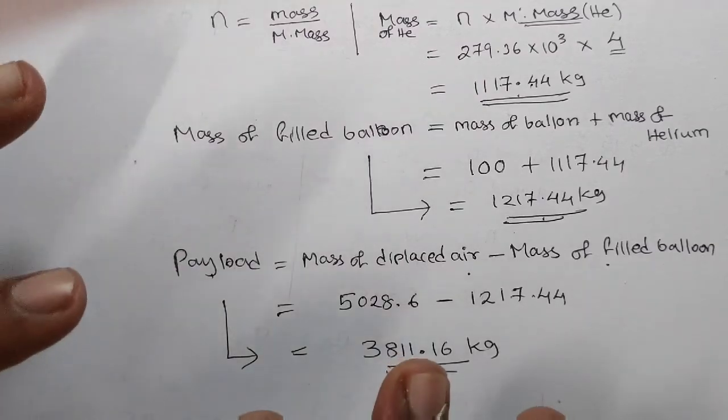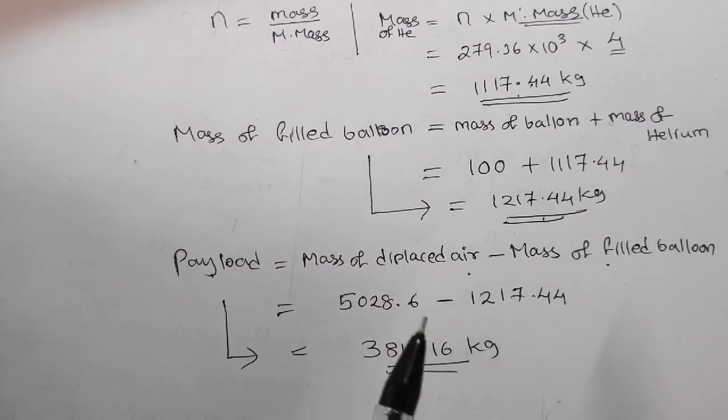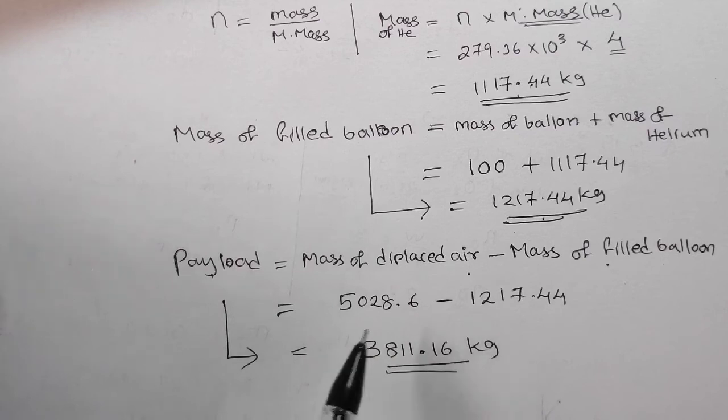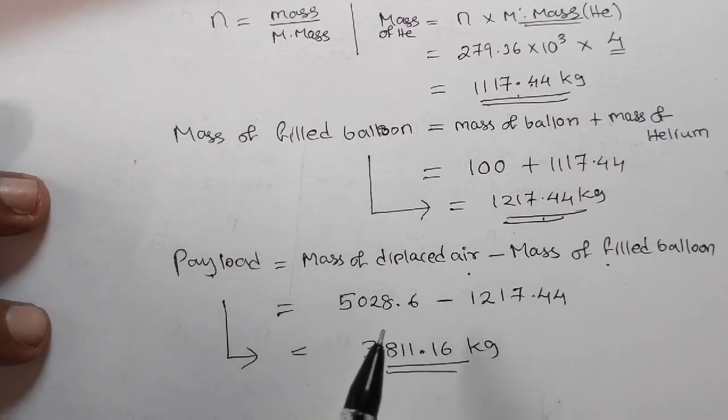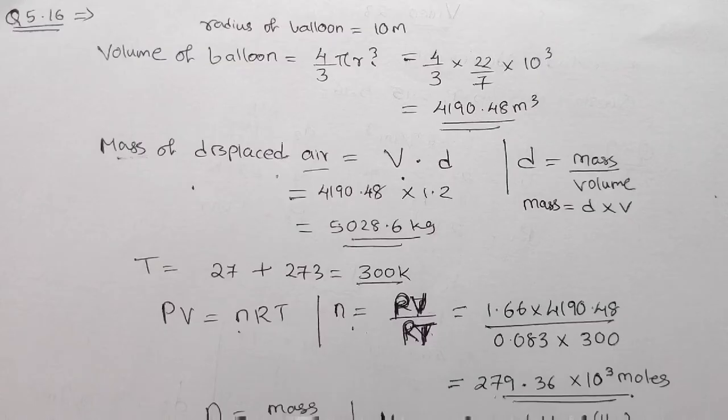This is a little bit different question, but it is easy to understand. Clear? You can just rewatch this, keep on watching this once or twice, and you will understand this numerical. Okay, so this is the numerical we have done.